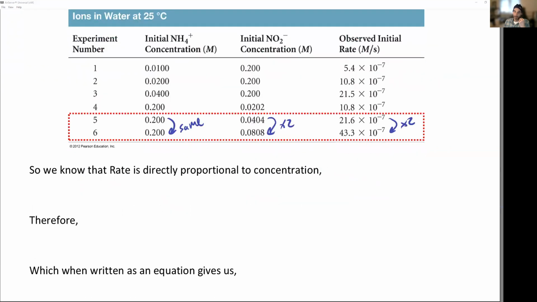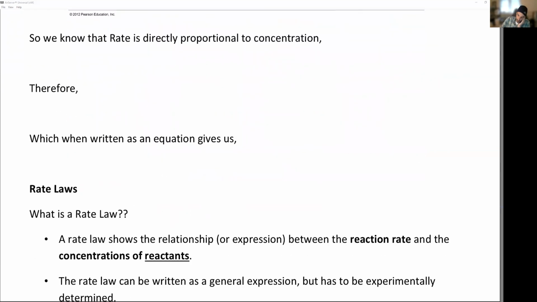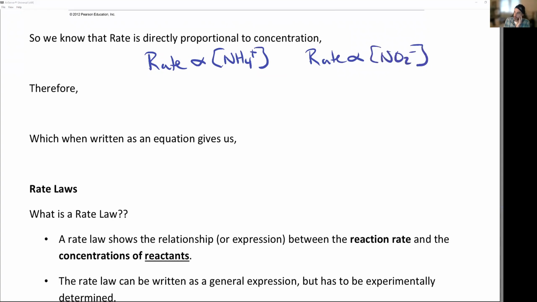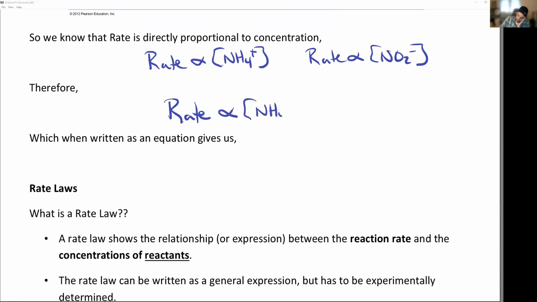Now that leads us to what we know about this equation: rate is directly proportional to NH4+. That's what the first two reactions we looked at told us. And we also know that the rate is also proportional to NO2-. So they're proportional in that event. Therefore, we can say rate is proportional to the concentration of NH4+ times the concentration of NO2-. So they're all proportional to the rate.